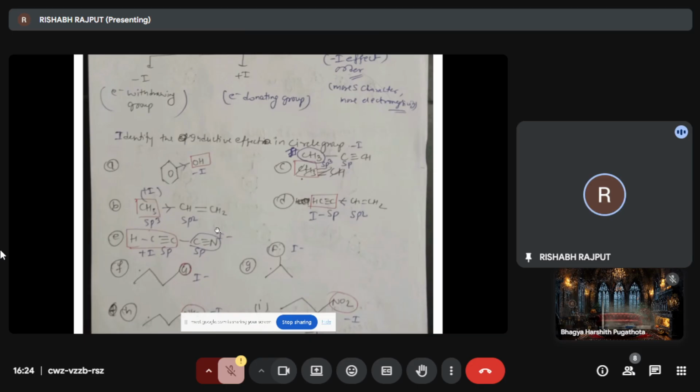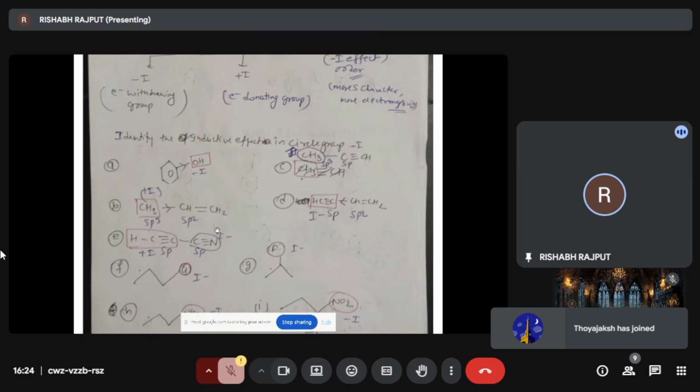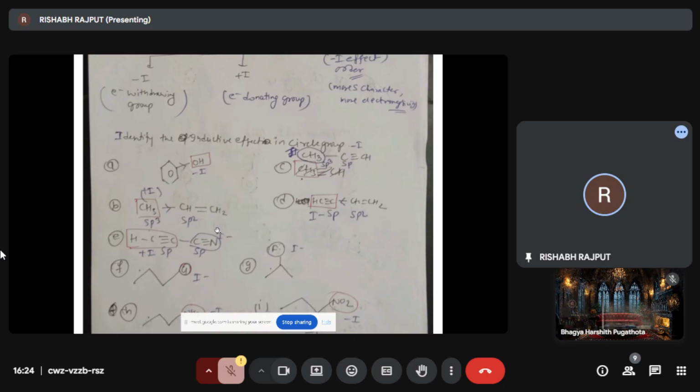Okay. See guys, NH2, it is connected with amine. So this will also be minus I effect because nitrogen is there. Nitrogen has more electronegative power compared to carbon, so that is why it is also showing minus I effect. This nitrogen dioxide is also a minus I effect. Okay, guys.